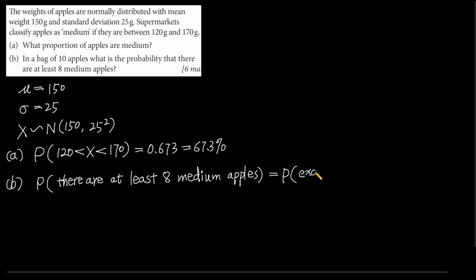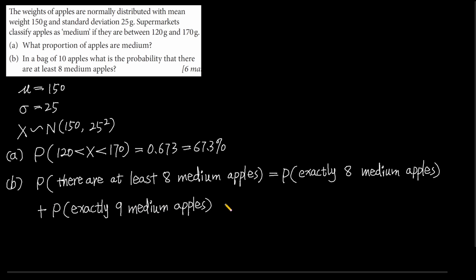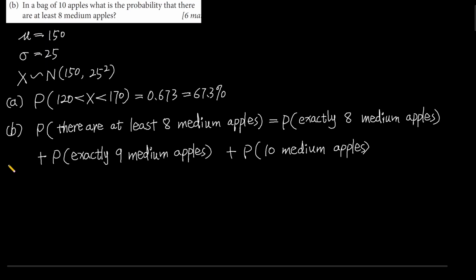exactly 8 medium apples, plus the probability that exactly 9 medium apples, plus the probability that 10 medium apples. Now first, we find the probability that exactly 8 medium apples.